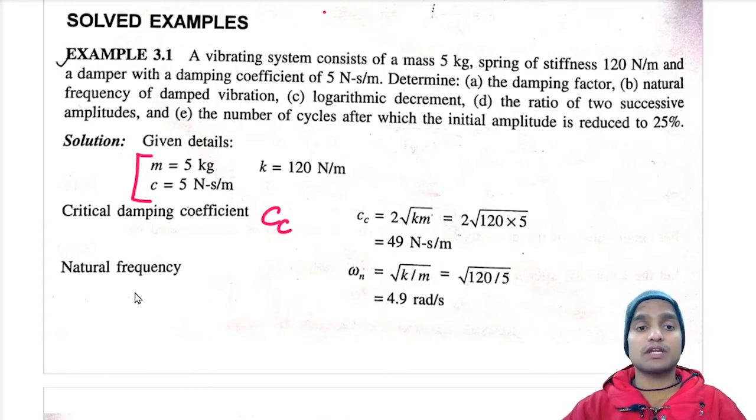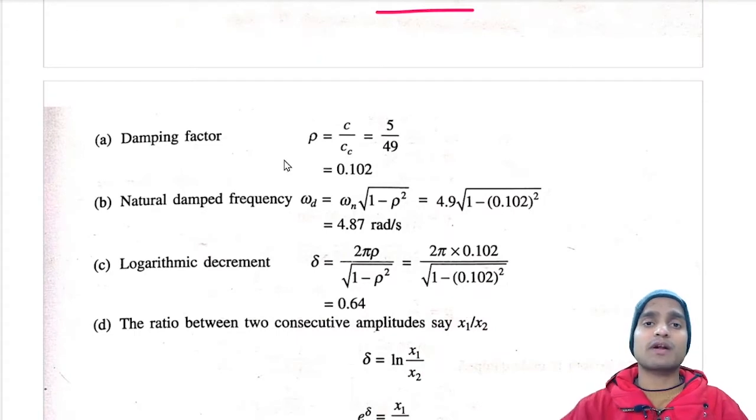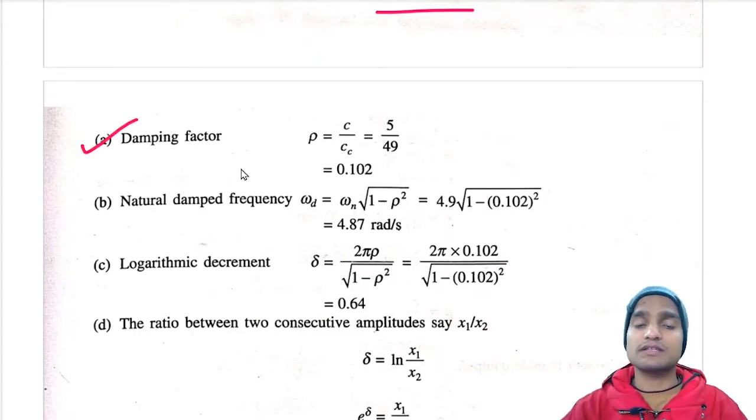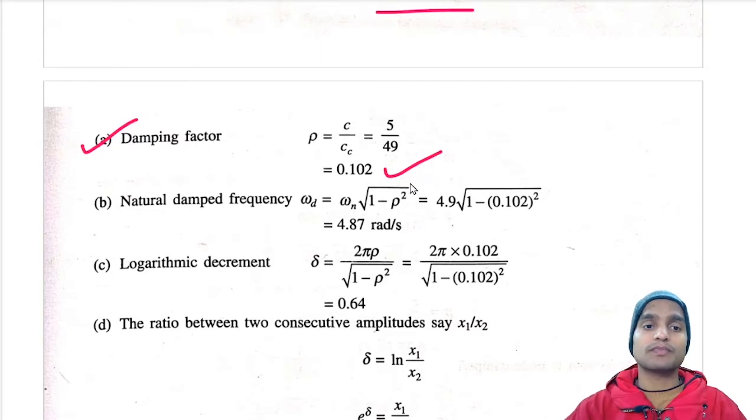Now let us calculate the natural frequency. We are given k value and m value both, and omega n will be calculated from this. And now the damping factor remains very easy to calculate. It's the ratio of c by Cc. c is given, Cc we have calculated. Let's take the ratio. Rho value is equal to 0.102.